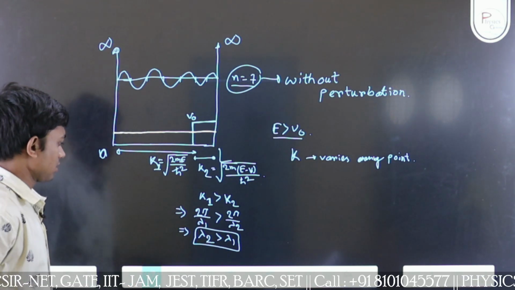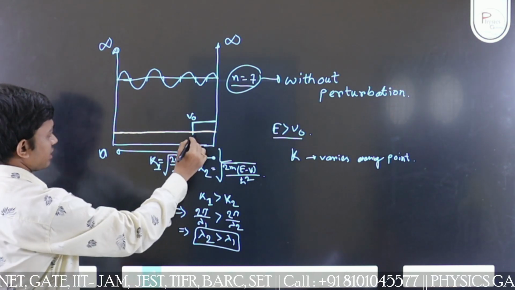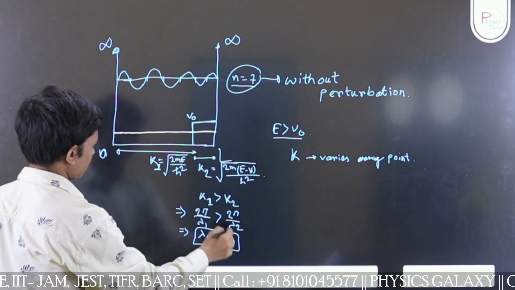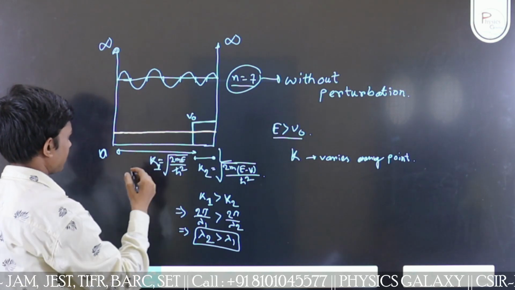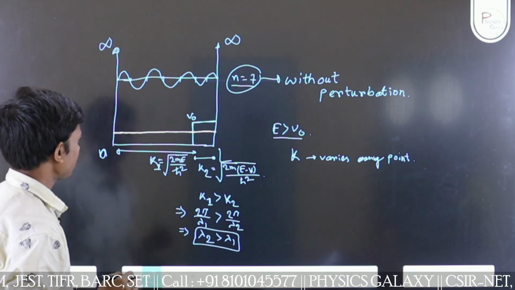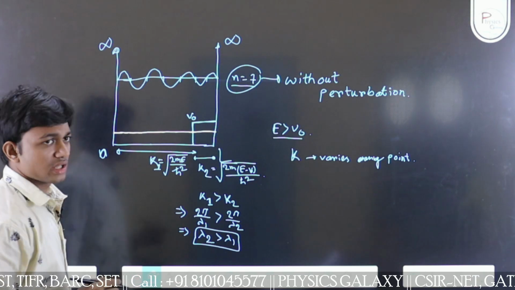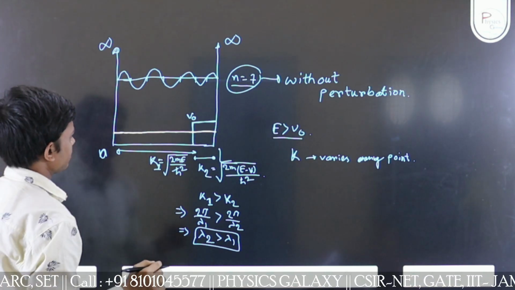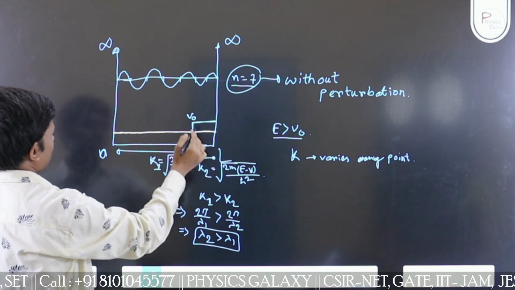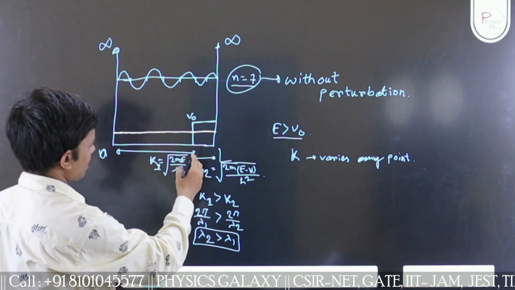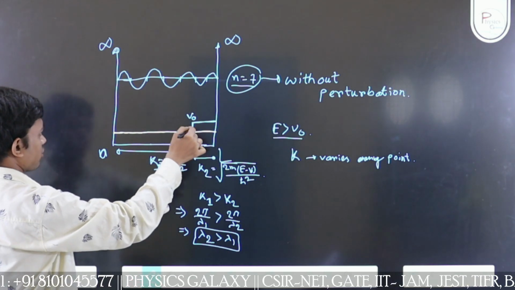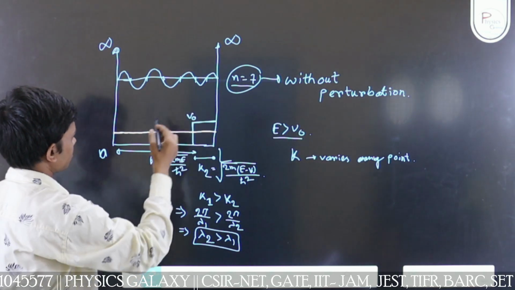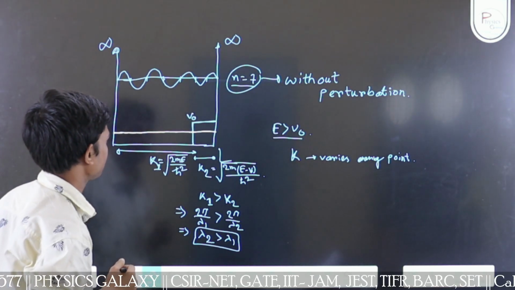I told them that in this region the wavelength should be larger than the rest of the part. Then they asked me to draw the wave function. I told them that when the perturbation is not there in the potential, the distribution of the nodes is uniform.